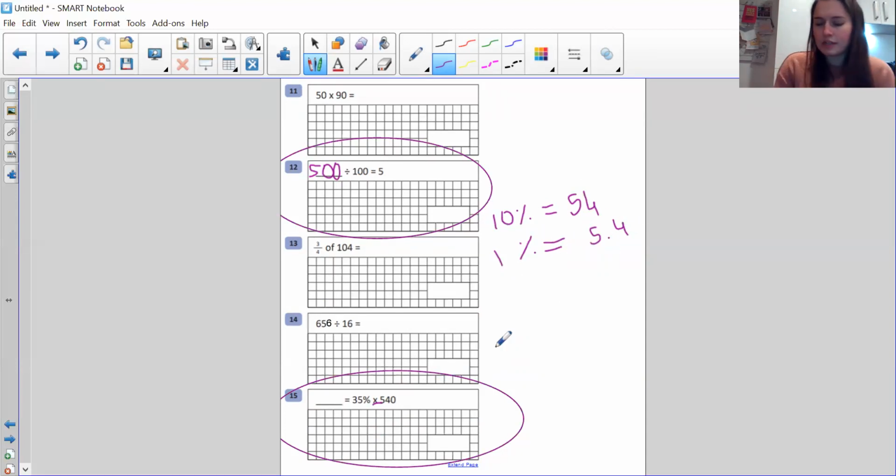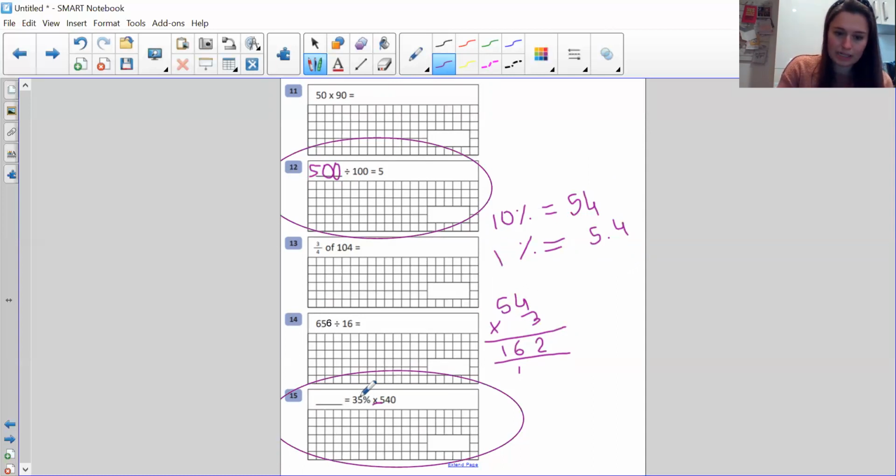That's step 1. Now we need to decide how many of each we need. So let's look at the tens first. 35, there are 3 tens, which means I need 3 lots of 54. So down here, let's do 54 times 3. You might be able to do that in your head as well by using partitioning. 4 times 3 is 12. 3 times 5 is 15. Add the 1, 162.